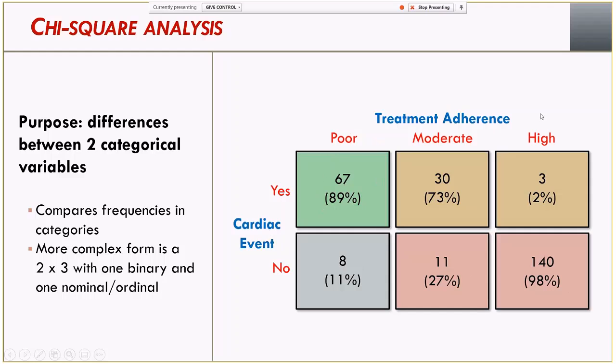So this is very, very useful to looking at differences between binary and other types of categorical variables. So when doing a chi-square analysis, you would not enter a continuous variable into this type of analysis, because it makes sense, as you can see.